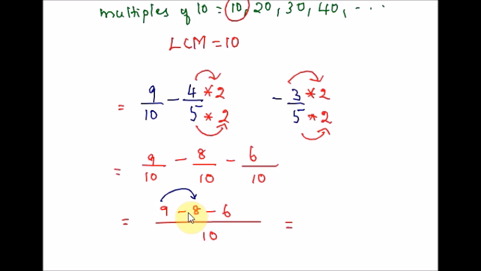1 minus 6: 1 and 6 are two numbers with different signs. So you have to perform subtraction. If you subtract 1 from 6, you will get 5. And among 1 and 6, 6 is the larger one, which is negative. So keep your answer with a negative sign. So negative 5 over 10. Does this make sense to you? So negative 5 over 10.